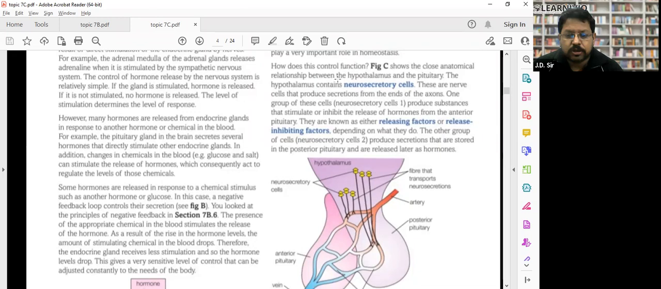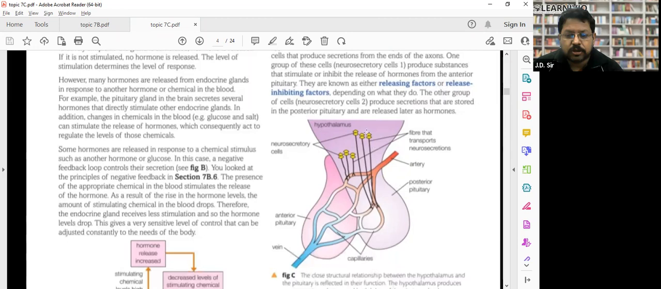There is a close anatomical relationship between the hypothalamus and the pituitary gland. The hypothalamus contains neurosecretory cells, right? These are nerve cells that produce secretions from the ends of their axons. One group of these neurosecretory cells produces a substance that stimulates or inhibits the release of hormones from the anterior pituitary. Stimulate means to push on, inhibit means to suppress. They are known as releasing factors or release inhibitory factors.